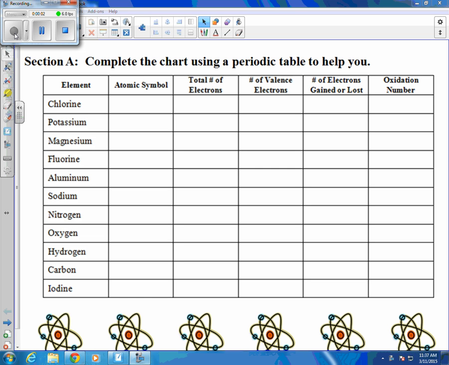Okay, so what you should have out in front of you is your periodic table, a white bonding practice sheet, and a yellow packet. Does anybody need any of those worksheets they don't have?